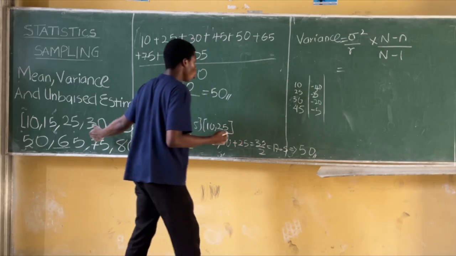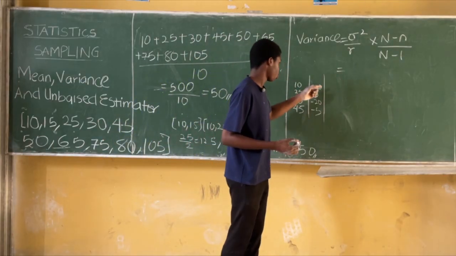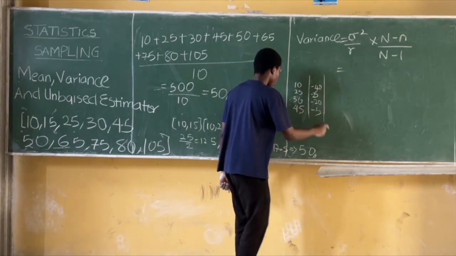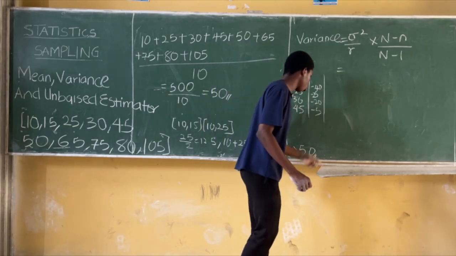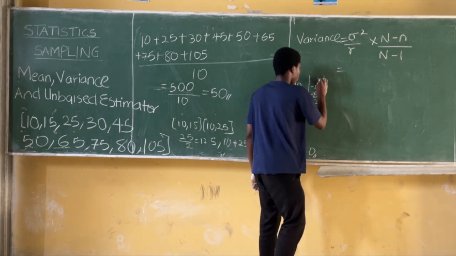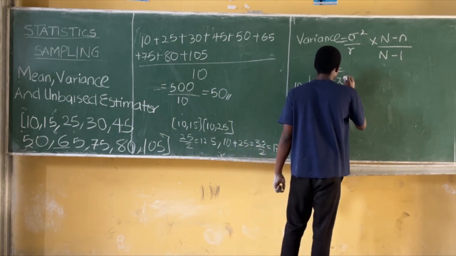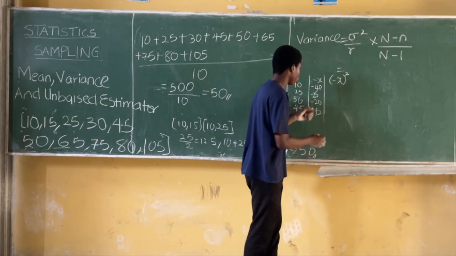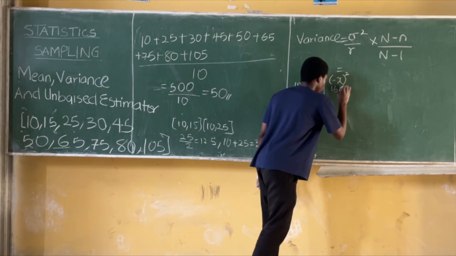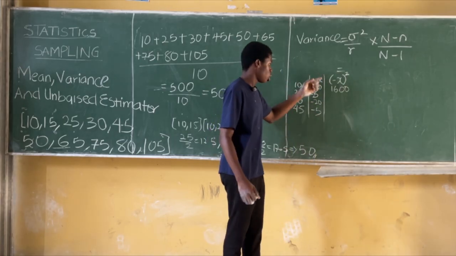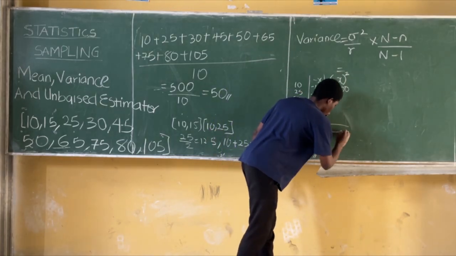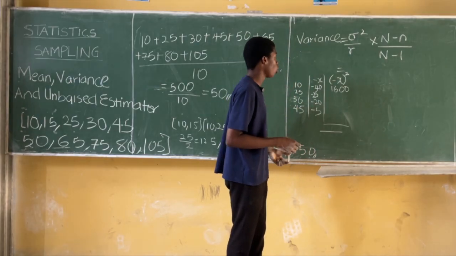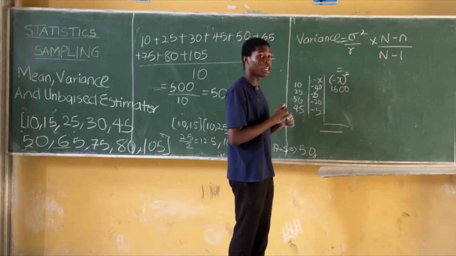Once we have done that for the whole equation, we are going to sum them up. You're going to be doing 25 minus 50, 30 minus 50, 45 minus 50, all the way down to 105 minus 50. So this is x minus the mean. Now you're going to square this. You're squaring the deviation. So minus 40, if you square it, is going to give you 1,600. Once you're done with that, it's going to give you a total figure, which you're going to sum up and divide by the whole number. So that is how to find the population variance.